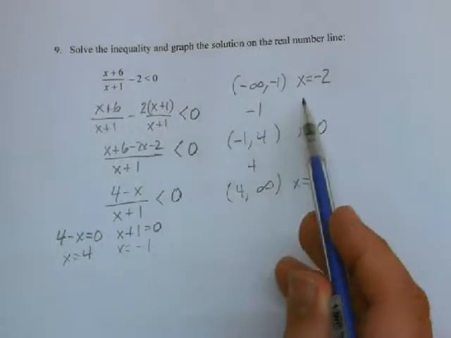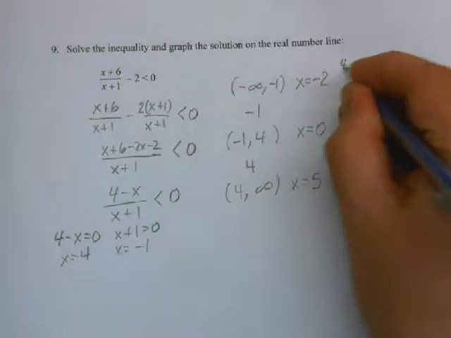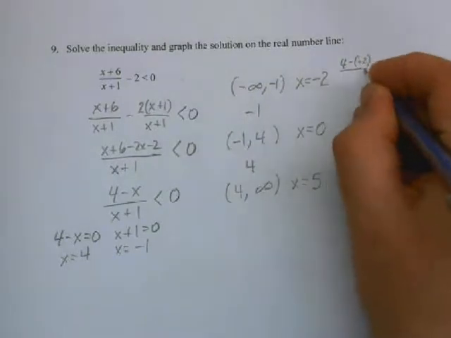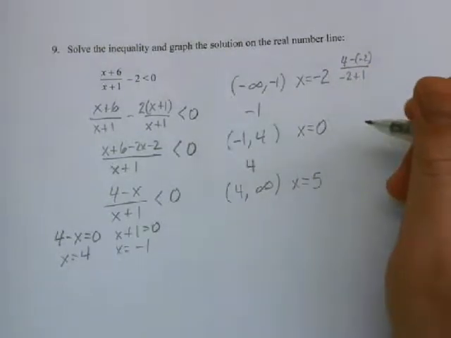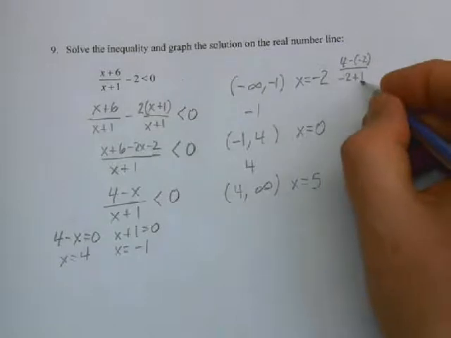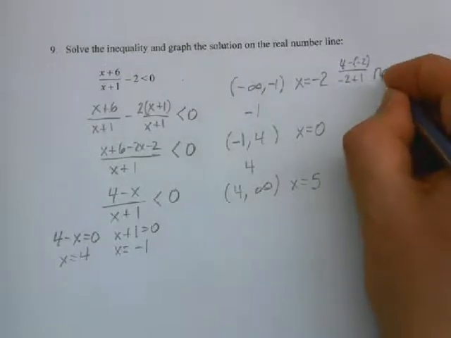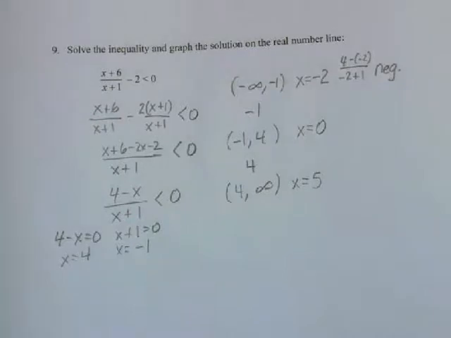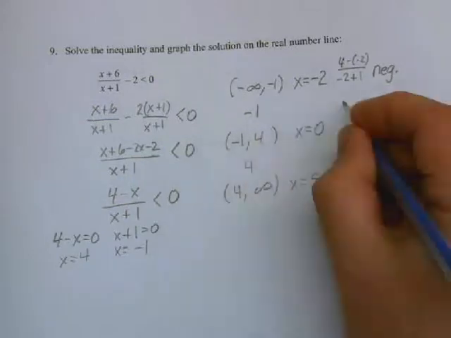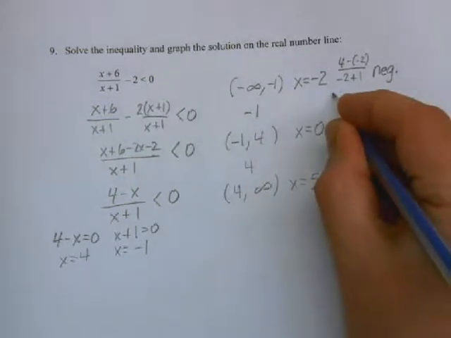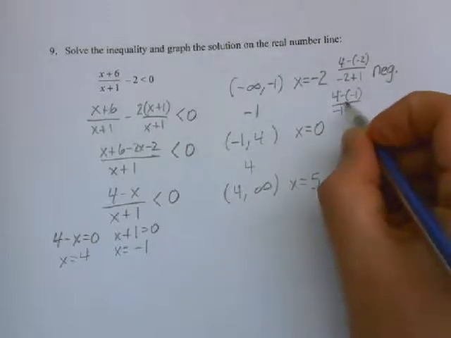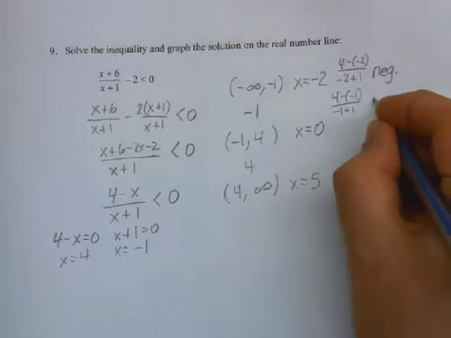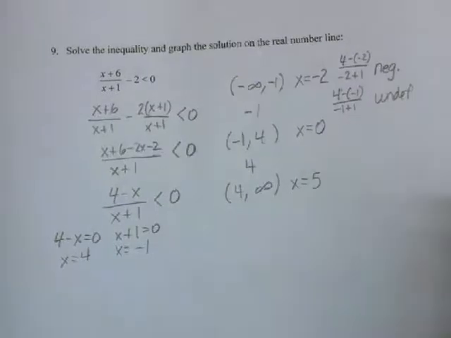So if I plug negative 2 in, I get 4 minus negative 2 over negative 2 plus 1. Now I really don't care what it's equal to. I just know that the top is positive and the bottom's negative. So in that interval, the left side of the inequality is negative. If I plug negative 1 in, I get a 0 in the denominator, so it's undefined at x equals negative 1.